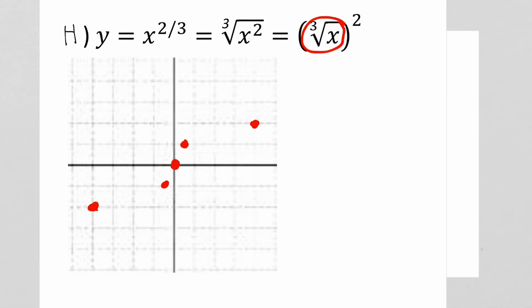So again, acknowledge that my scale is changed. X direction by 2, Y direction by 1. But there is my cube root graph. Red is cube root right there.